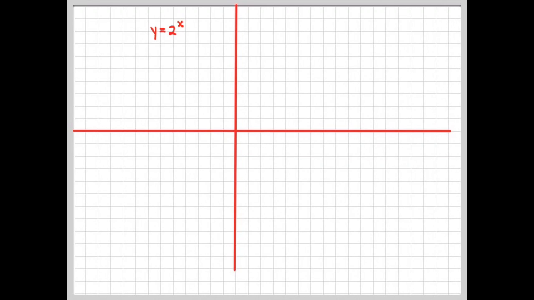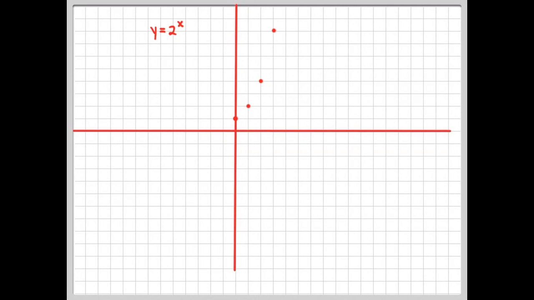So as we said, since a is 1, we know that we're starting at y equals 1. And what are we multiplying by as we go to the right? 2, because that's our b. So as we go to the right, we're going to multiply by 2, go from 1 up to 2, and from 2 up to 4, because we're multiplying by 2 each time. And from 4 up to 8.